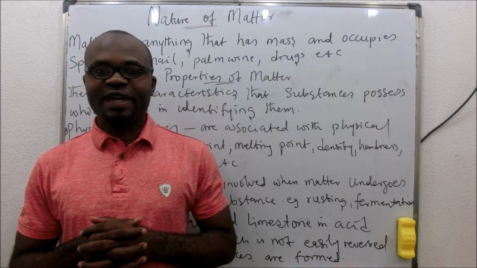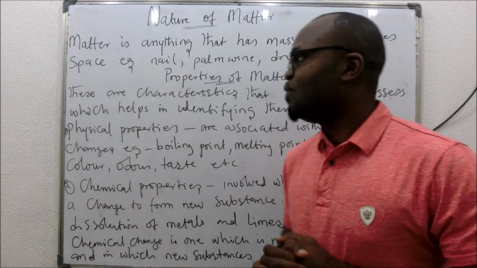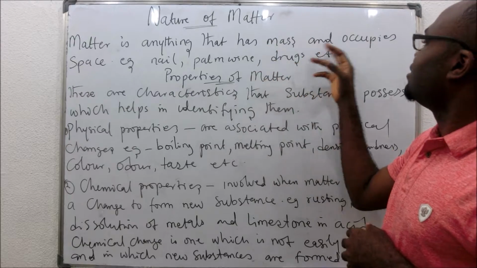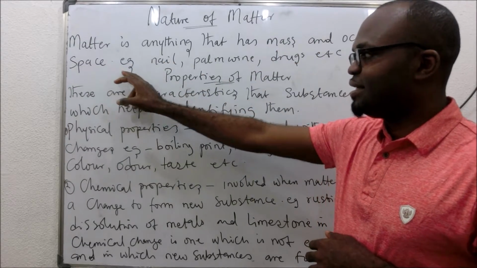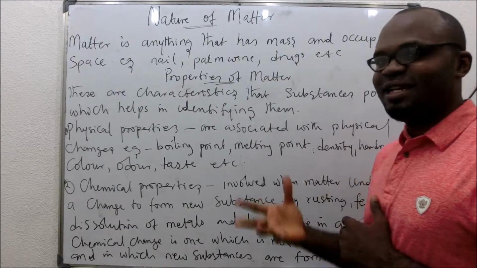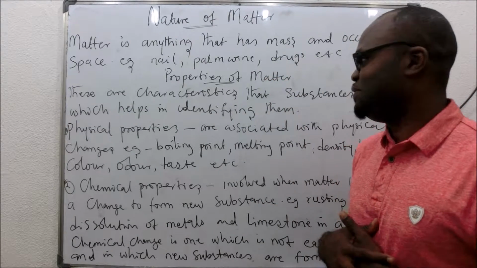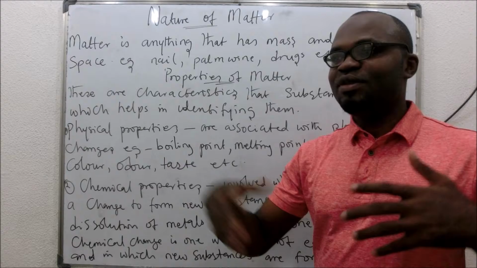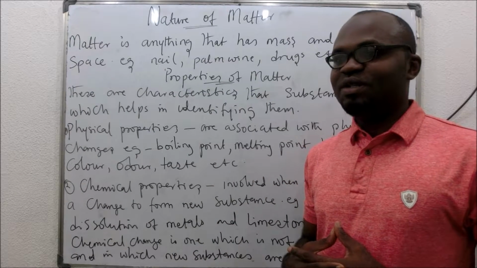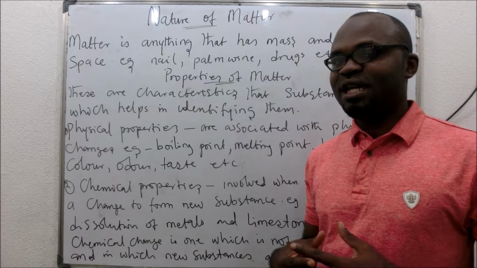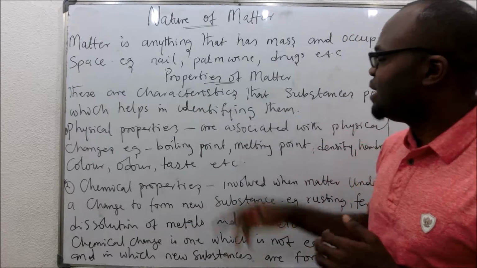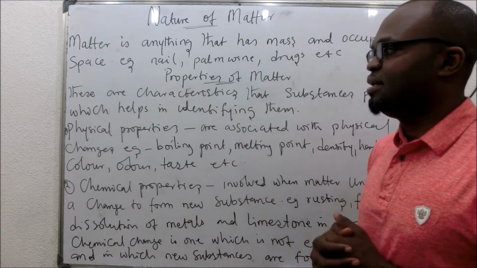So as a way of getting down notes, we can say that matter is anything that has mass and occupies space. Example is the nail, palm wine, drugs. The examples that I've already shown you. In fact, almost everything that you can see around you can be called matter because they actually possess mass and occupy space.